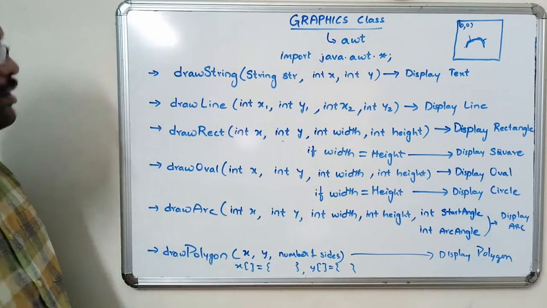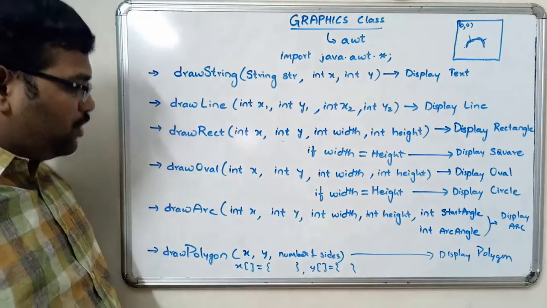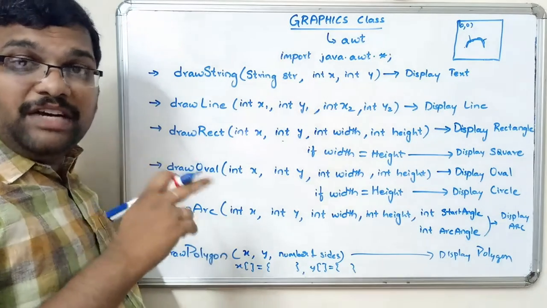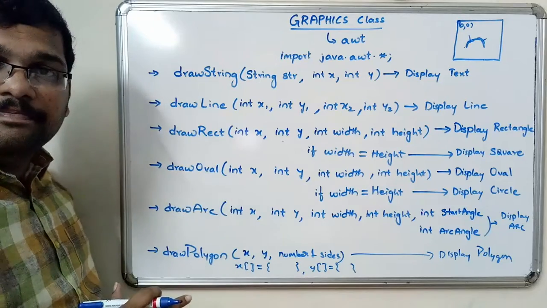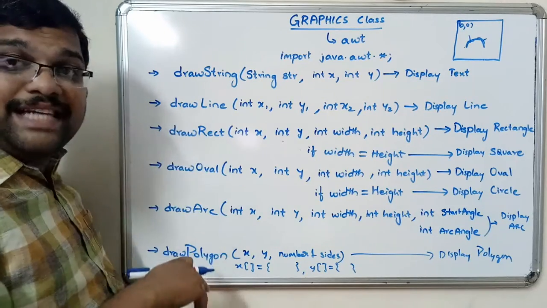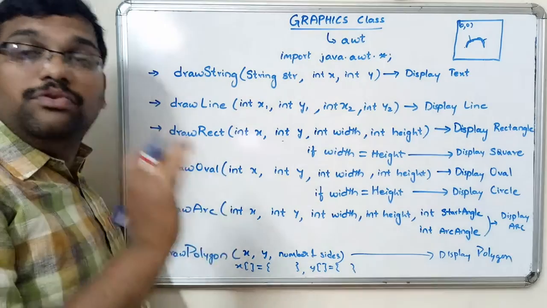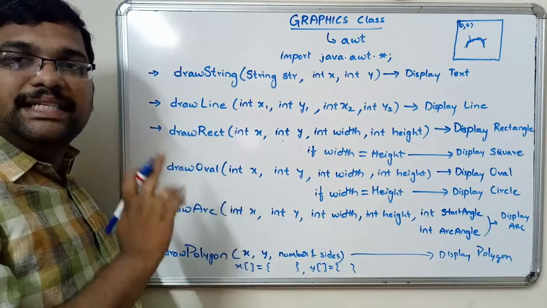Right? So these are a few methods available in graphics class. In order to access all these methods, first we have to create the object for graphics class. Then with the help of that object, we have to call all these methods. Because these are not the static methods, through the object only we have to access these methods.